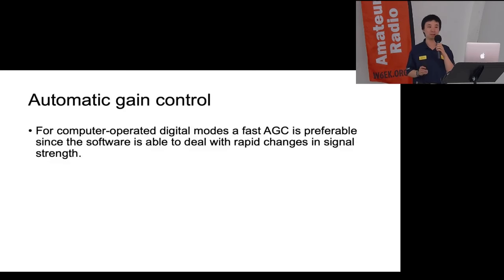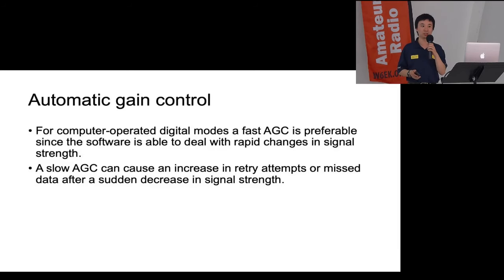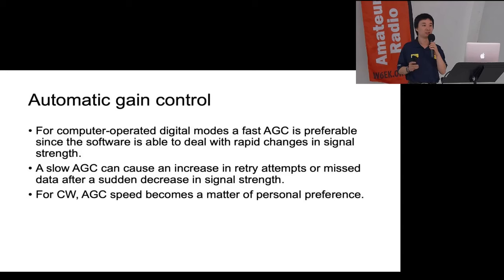For computer-operated digital modes, a fast AGC is preferable, since the software deals with the rapid changes in signal strength. If you had set a slow AGC, like with voice, the radio might not recover fast enough when the signal drops, and what that manifests in is frequent retries as the computer tries to establish communication. For CW, AGC becomes a matter of personal preference. Some people can copy code even when the volume is changing rapidly. Others prefer a relatively constant level of loudness for a good copy.